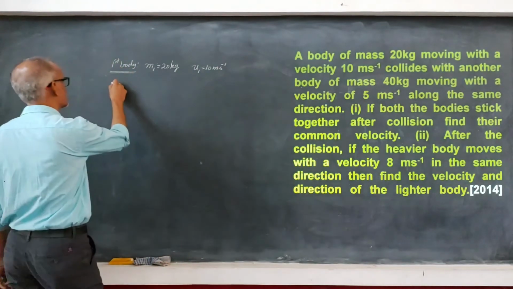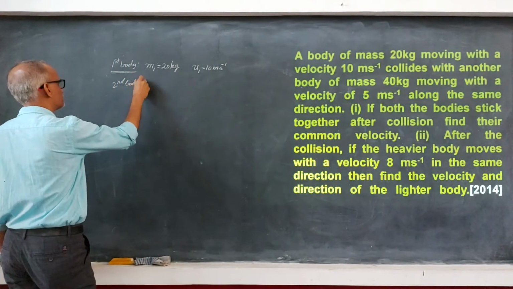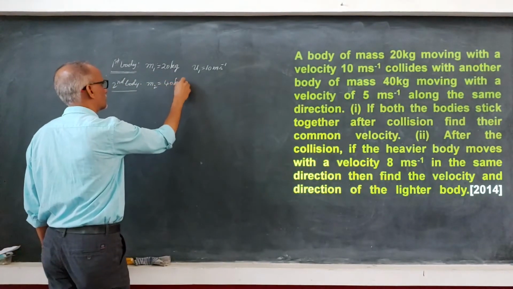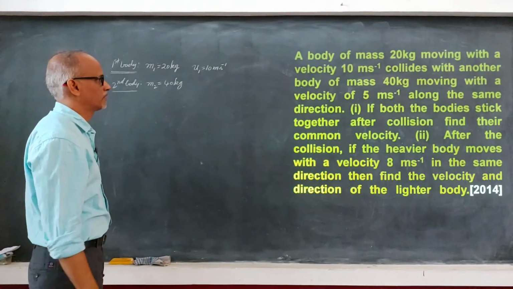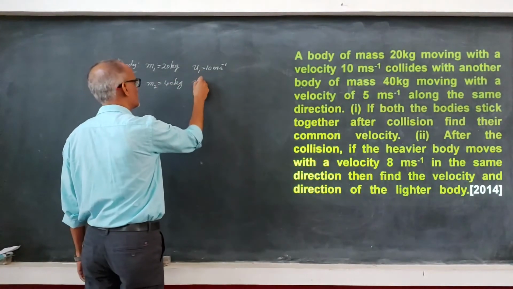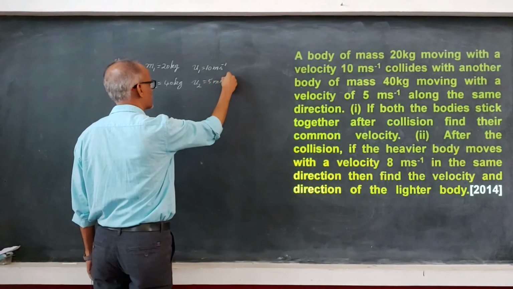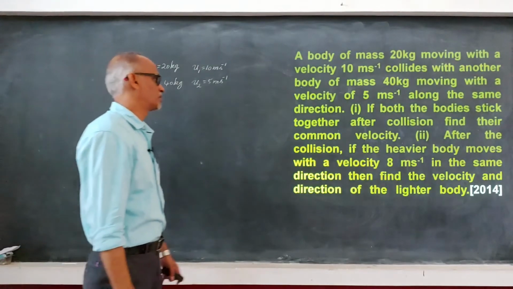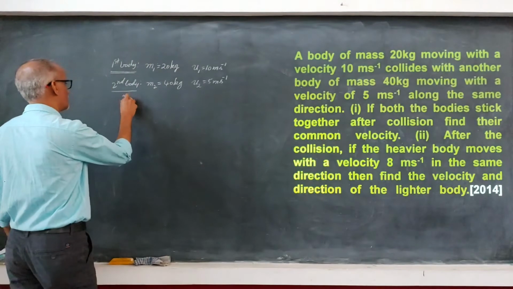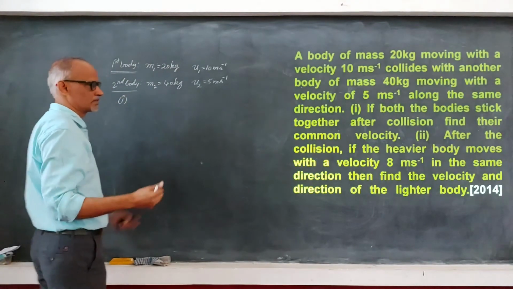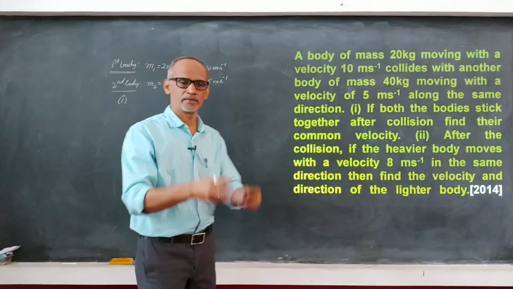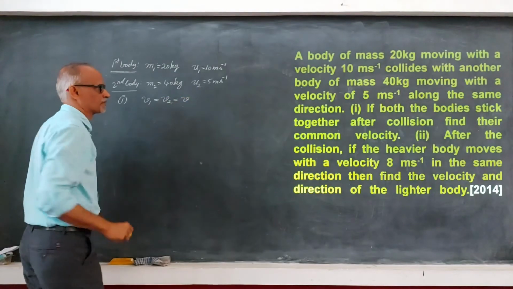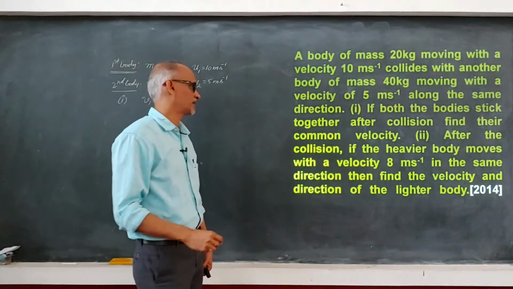Collides with another body. So this is the second body. Mass is 40 kg, moving with the velocity of 5 meter per second along the same direction. So u2 is given 5 meter per second along the same direction. Now first option, if both the bodies stick together, that means they move together with the same velocity. That means v1 is equal to v2 is equal to v. If both the bodies stick together after the collision, find their common velocity.